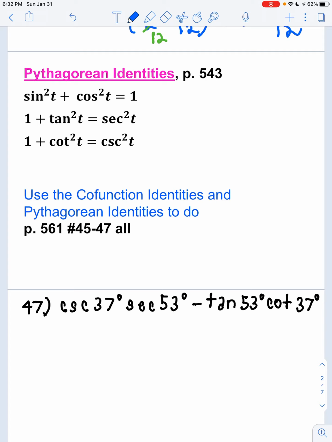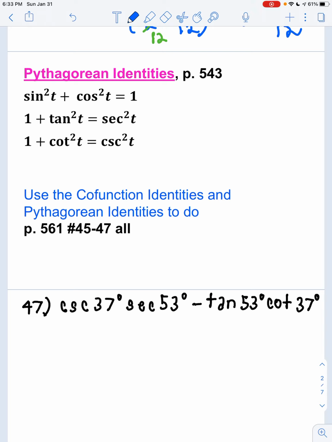So notice, I have problem 47, which says the cosecant of 37 degrees times the secant of 53 degrees minus the tangent of 53 degrees times the cotangent of 37 degrees. It's an expression. They want us to simplify it. The first thing I notice is that cosecant and secant are cofunctions, as are tangent and cotangent. The second thing I notice is 37 plus 53 makes 90. So that means these functions are cofunctions and can be rewritten.